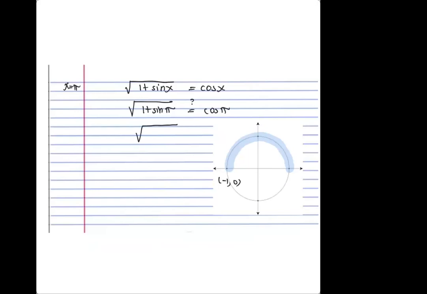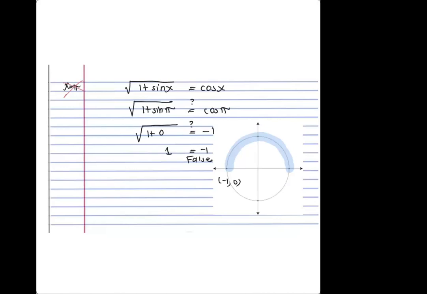What am I doing? Oh yeah. 1 plus the sine of pi. The sine of pi is the y value, so the y value is 0. And then the cosine is the x value. So here you get the square root of 1 on the left, which is 1, equal to -1. And that is not right. False. So therefore, this is not a solution when x is pi. So that one doesn't work.